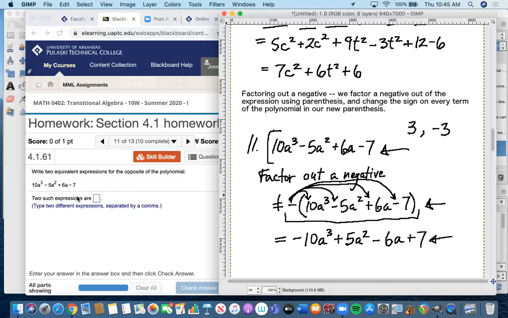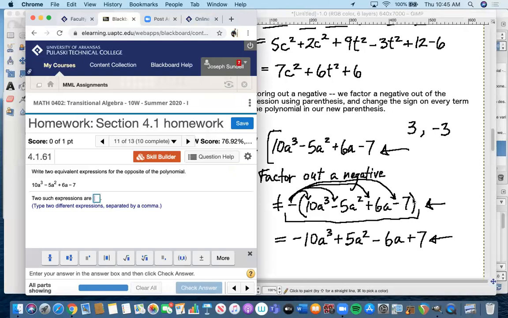What it wants me to do here is write both of those bottom two with commas. So first I'm going to write negative, open parentheses, 10a to the third minus 5a squared plus 6a minus 7, and then end the parentheses. So that's the first one. Comma. Now I'm going to write the second one: negative 10a to the third plus 5a squared minus 6a plus 7.